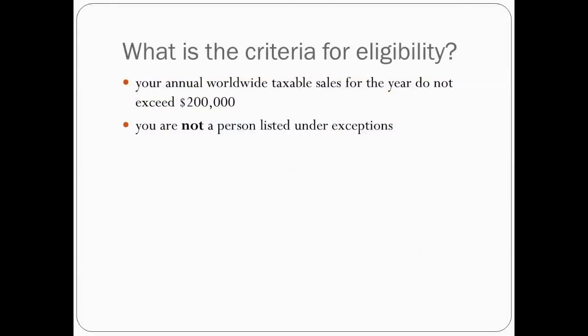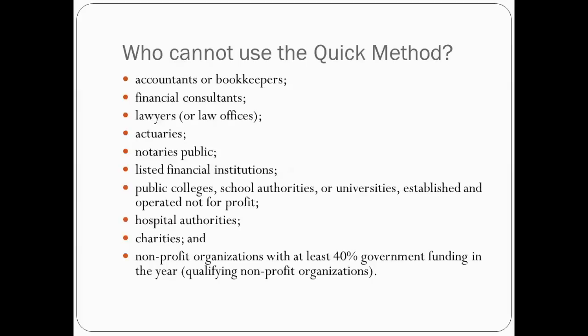Now, in order to be eligible for this method of accounting, you have to make sure your total revenue does not exceed $200,000 and you're not a person listed under the exceptions list. The exceptions list is available in full detail on the Canada Revenue Agency website. What I have over here is a very simplified list.